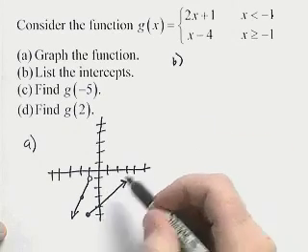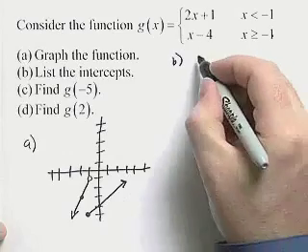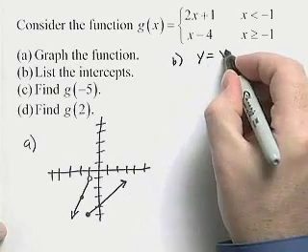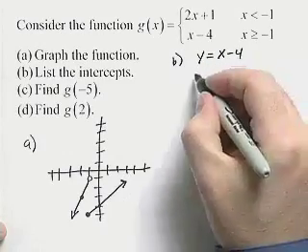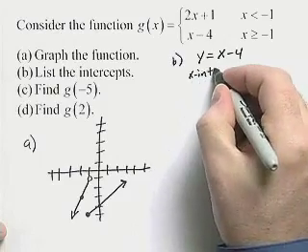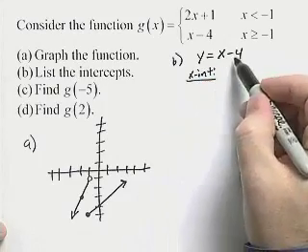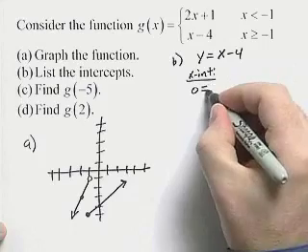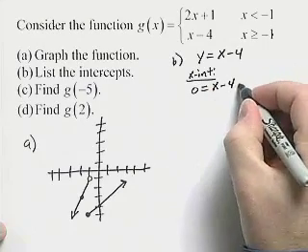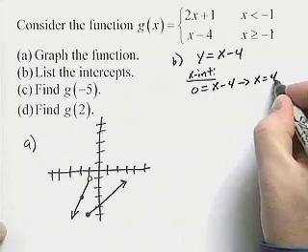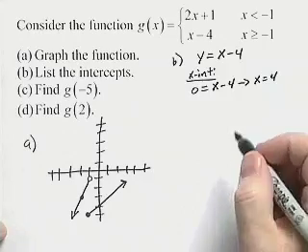So we need to work with this second piece. That's the x minus 4. So we'll start there. y equals x minus 4. We want to find the x-intercept. We'll go ahead and let y equal 0 and solve that equation. So 0 equals x minus 4. That yields x is equal to 4. So our x-intercept is 4.